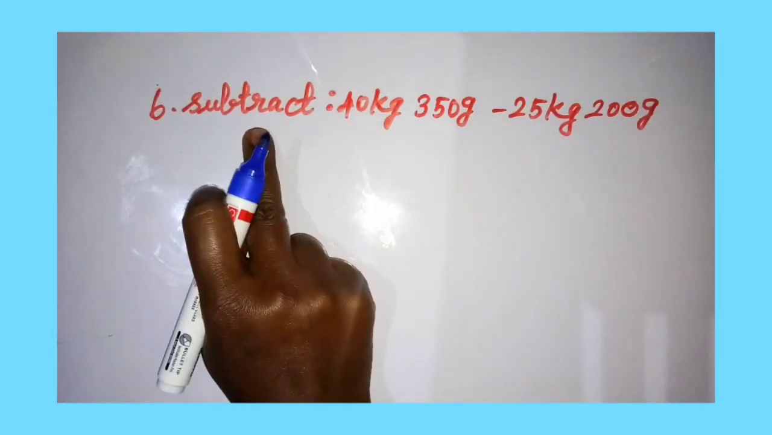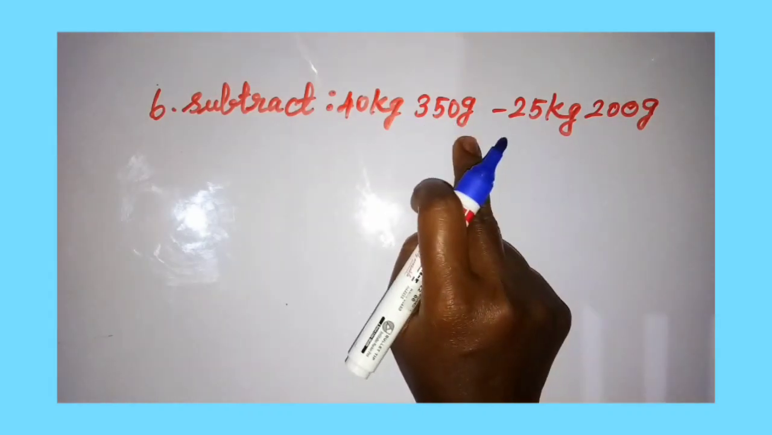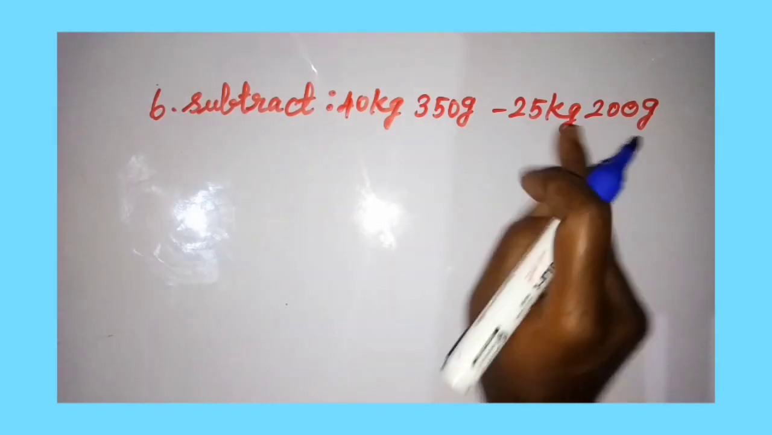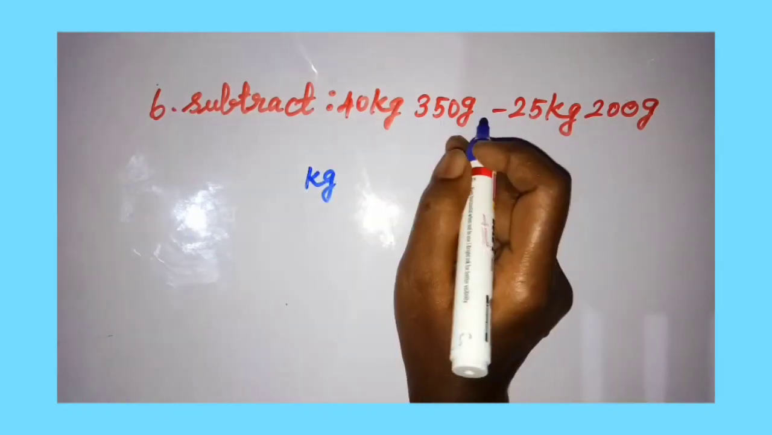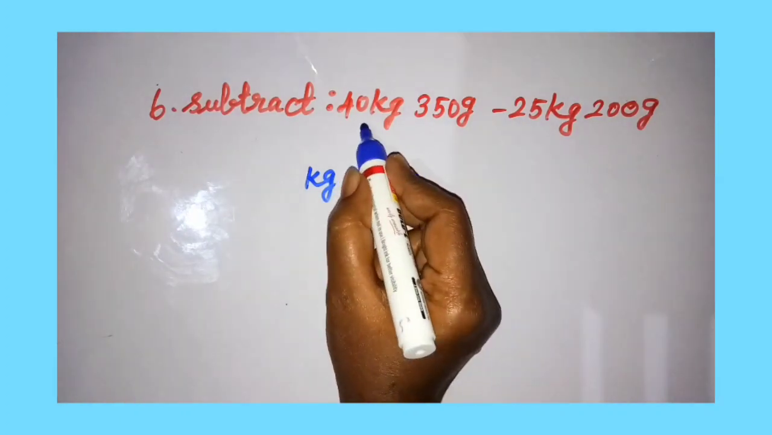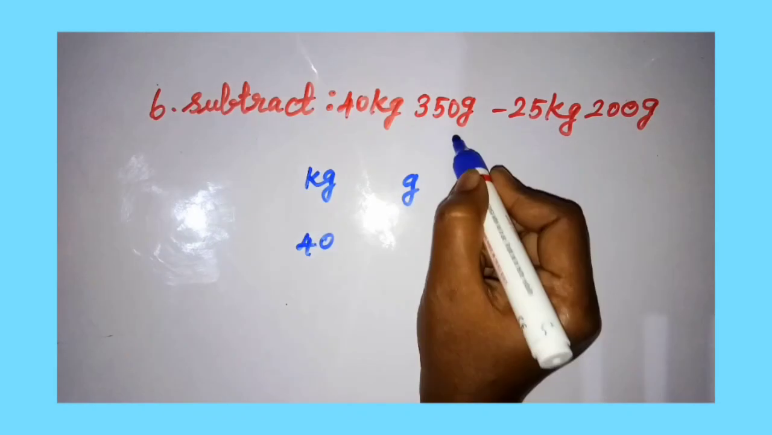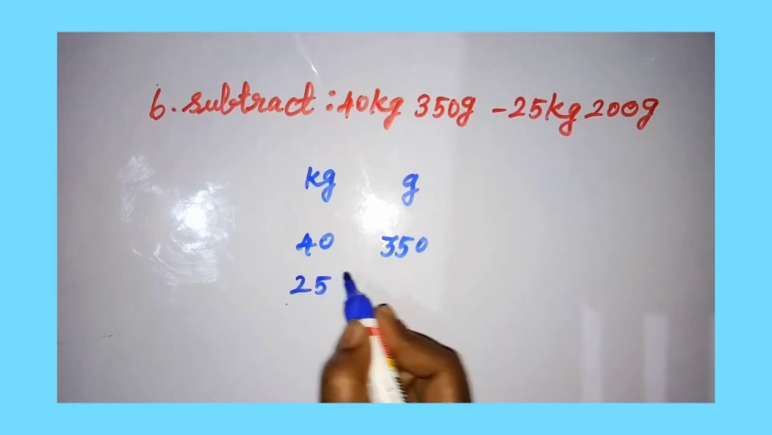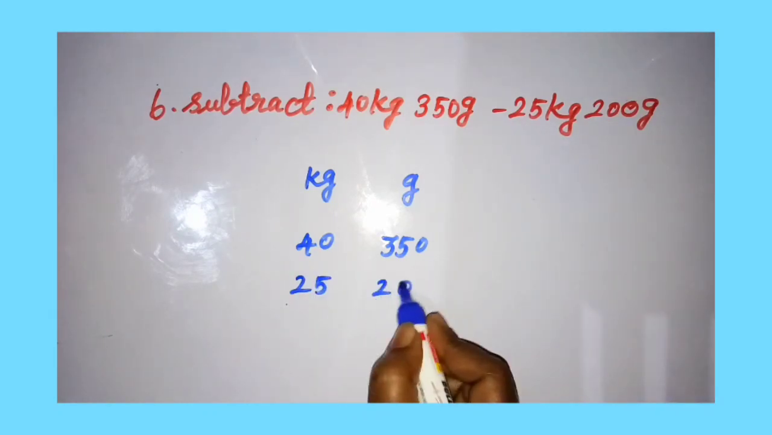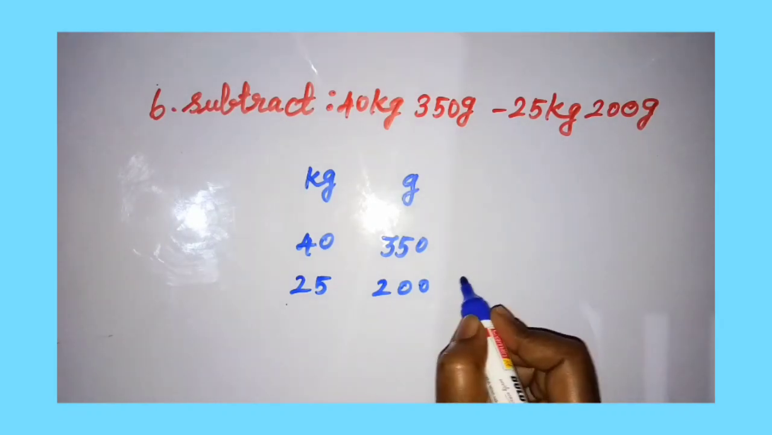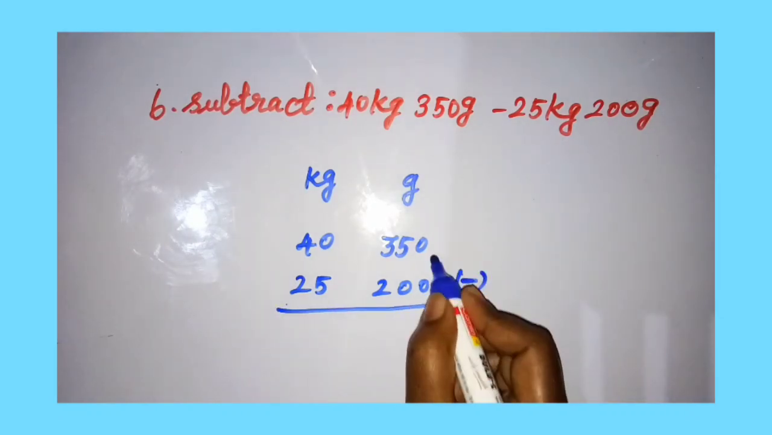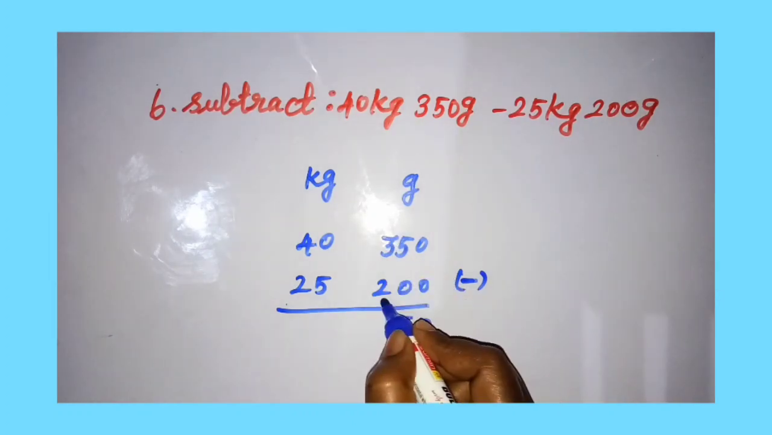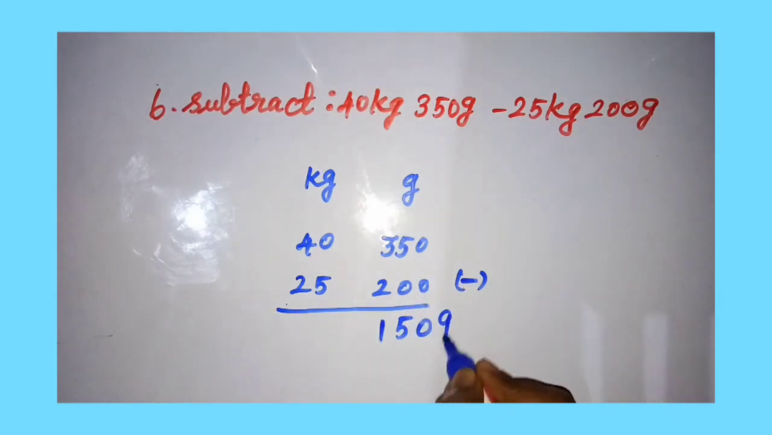Sixth question. Subtract: 40 kilogram 350 gram minus 25 kilogram 200 gram. So the given measurements are kilogram and gram. First, kilogram value is 40, gram value 350. Next, kilogram value 25, gram value 200. The sum is subtraction, so put the subtraction symbol. 0 minus 0, 0. 5 minus 0, 5. 3 minus 2, 1. So the measurement is gram.